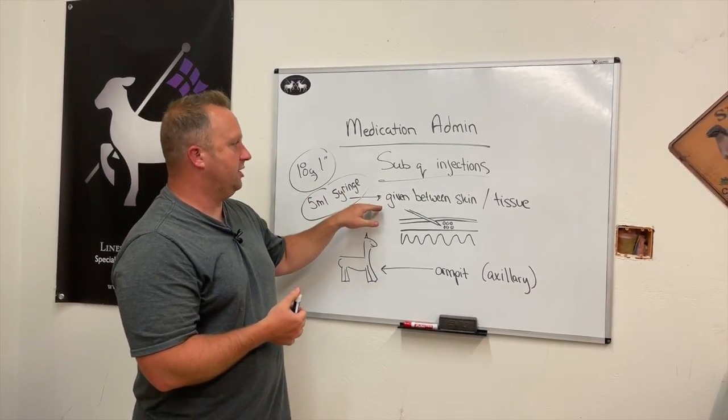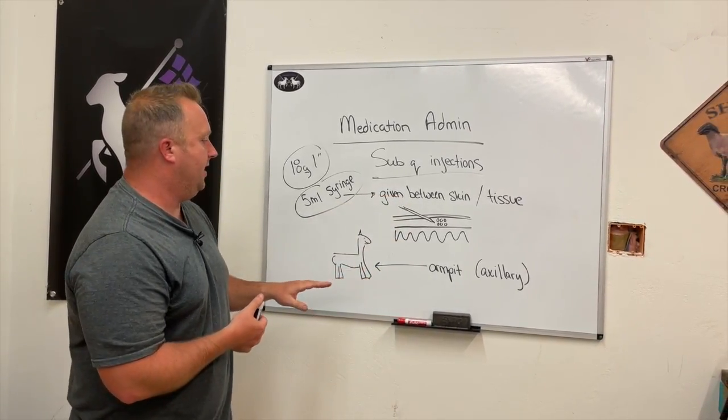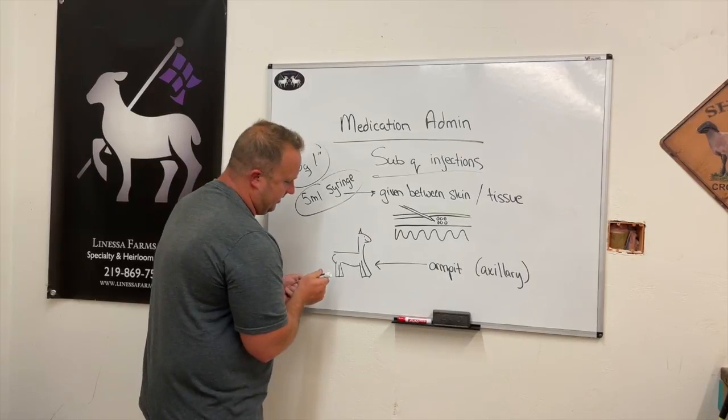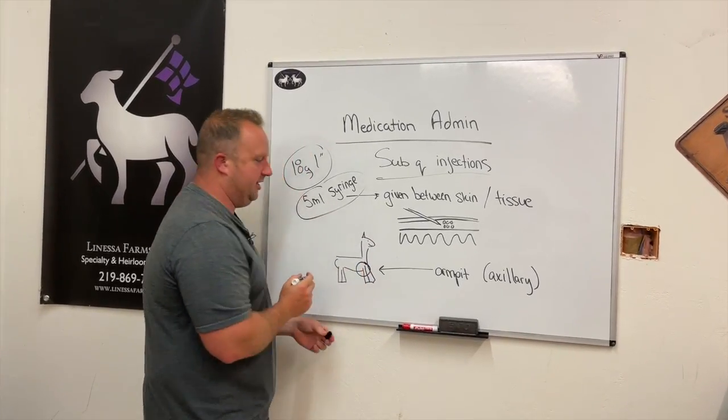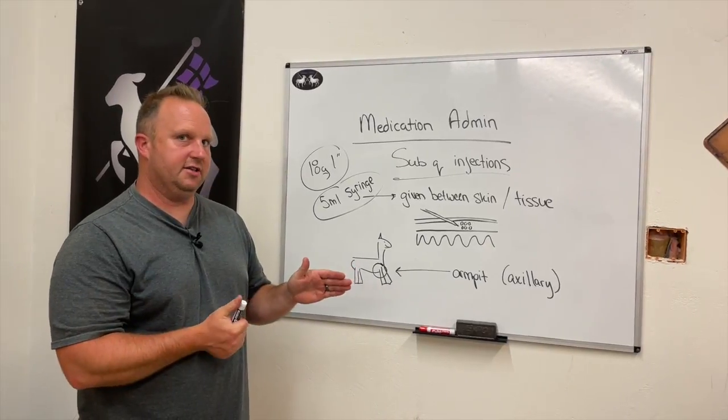So again, our injection is going to be given between the skin and the tissue, and we're going to want to give it in this area right here. You're going to see that a little bit more, and you're going to understand why when we get out into the yard.